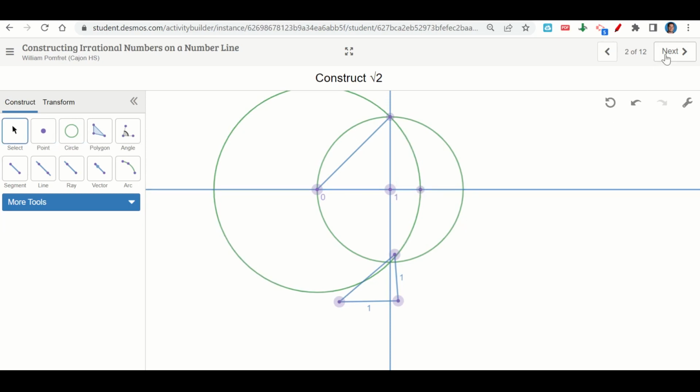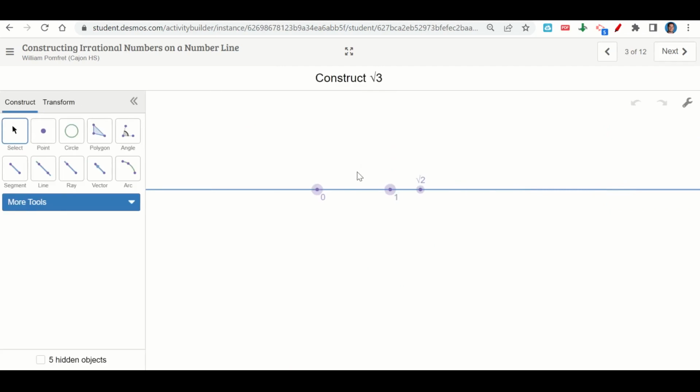So you'll continue to answer these questions just like this. So here's square root of 3, square root of 4, and so on. So you'll continue to answer these questions until you get to the end. If you need help with specific ones, there are videos in the notes that show you how to do several of these. So you'll go ahead and complete this until you get all the way to the end.